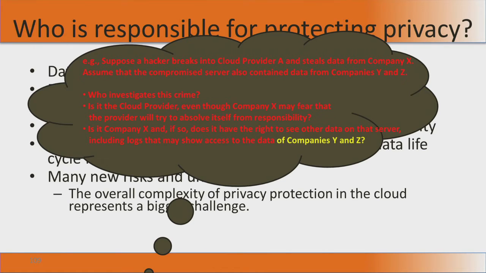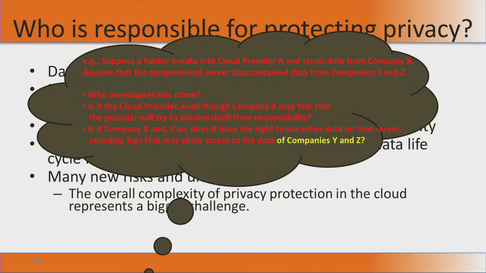So, company X would like to do this investigation, but when company X wants to do this investigation on that physical server in which companies Y and Z also have the data, obviously it will start looking into logs, and those logs will have data of companies Y and Z also. So essentially the privacy and confidentiality of the logs of companies Y and Z gets violated.